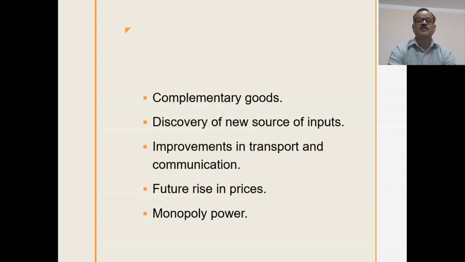Complementary goods. If the complementary goods are available, then supply becomes smooth and abundant. If the complementary goods are not available, then supply becomes very less, like petroleum and car. If the car is easily available, but petroleum is not easily available, then supply of car is not smooth. In this way, these are the factors that determine the supply. Here, future rise in prices.